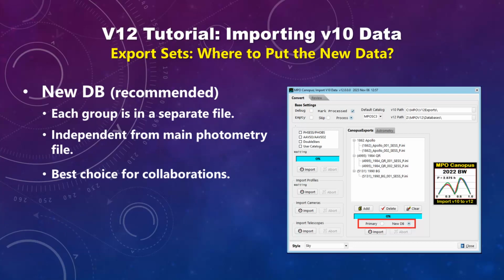This creates a separate database file for each group, each having the same 4 tables, and having the SDB extension. Until you're fully experienced with version 12, it's recommended that you select the New DB radio button and create a file for each object.